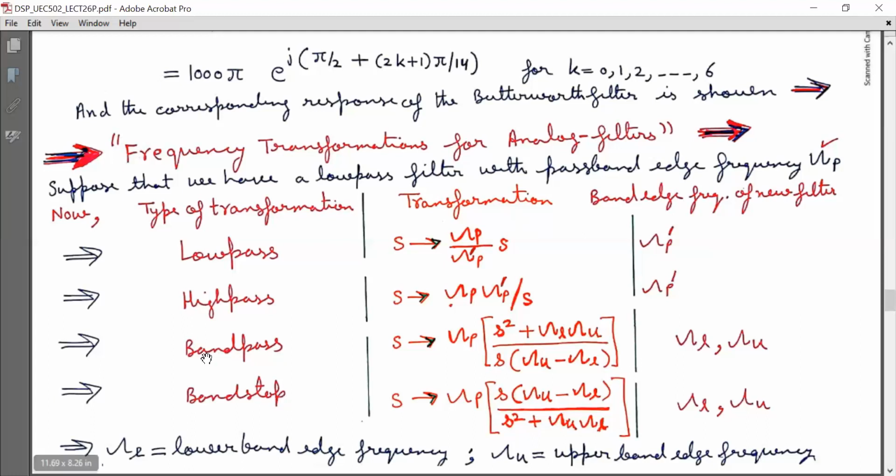So this transformation we will apply to generate a new band stop filter, band pass filter, high pass filter, and another low pass filter. The corresponding band edge frequencies of the new filter are omega p dash for the low pass filter. For the high pass filter, it will be omega p dash. For the band pass filter, omega L and omega U are the edge frequencies. And similarly for the band stop filter, omega L and omega U are the band edge frequencies. But this transformation needs to be done to transform a low pass filter into these four category filters.